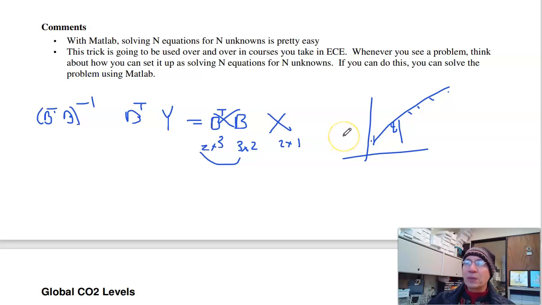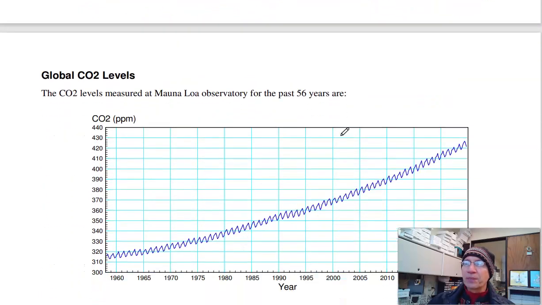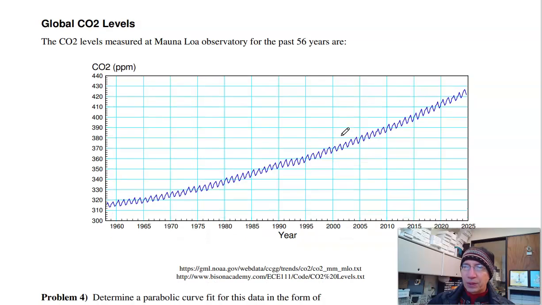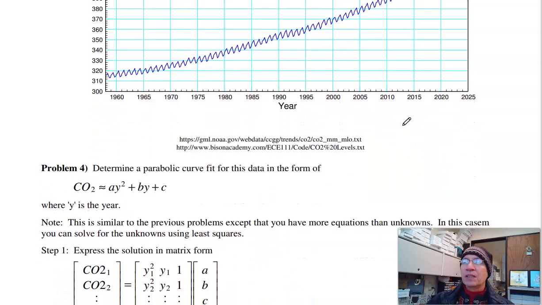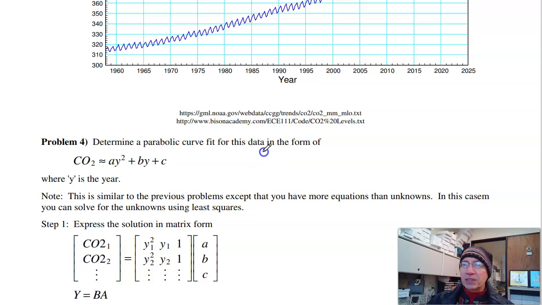And rather than just give you random data, let's look at some real data. If you go to National Oceanic Atmospheric Administration, they've been recording CO2 levels since 1958. Here's what it looks like. Is there a trend? Let's do a curve fit. So problem 4 is do a parabolic curve fit. The trick there is I'm going to express this as y is b times a.